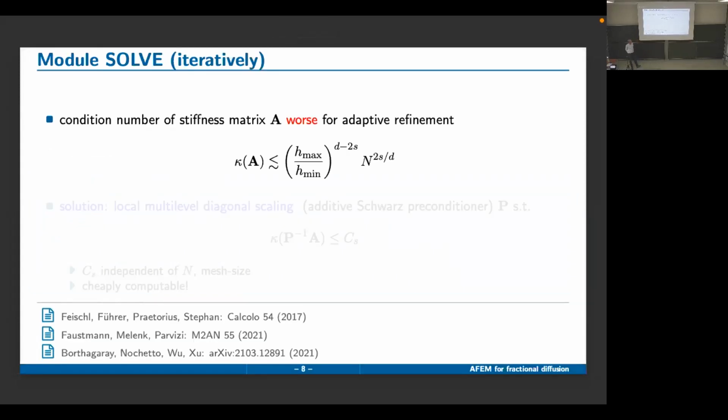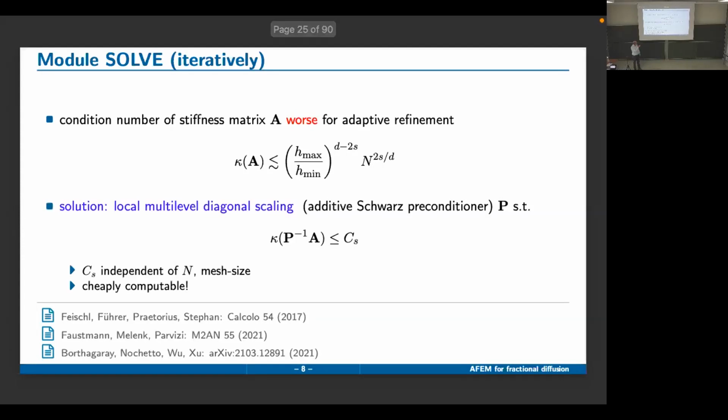So what about solve? The solve can be done iteratively if you want. But again, this suffers from a bit of a drawback in the sense that if you have your stiffness matrix, the condition number will get worse if you do adaptive refinement. It will grow anyhow with n to the power where this fractional power comes in, but it will also produce a factor of maximal divided by minimal mesh width. And if you look at my picture before, I only refined towards the boundary, so this will get very, very big. Okay, you can say just do diagonal scaling, this goes away. Yeah, you can do that.